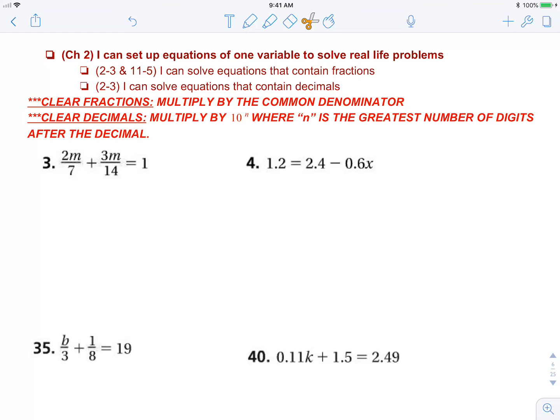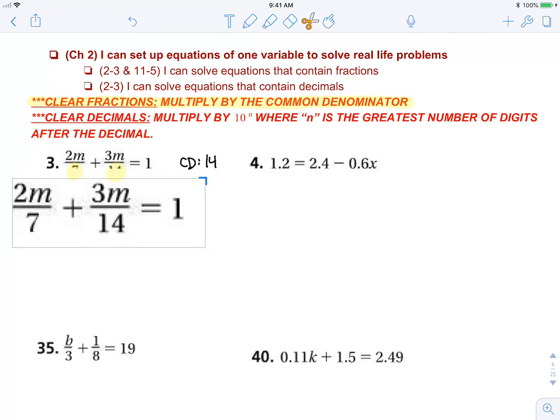Now we're getting into equations that involve fractions and decimals. But all we're going to do is clear the fractions and clear the decimals. So when we have an equation with fractions, you want to clear the fraction by multiplying by the common denominator. If I look at number 3, the common denominator of 7 and 14 is 14.